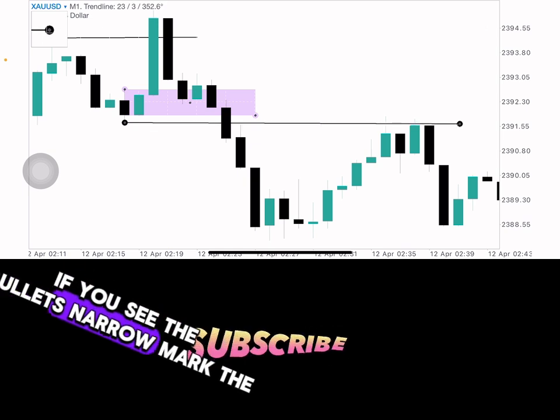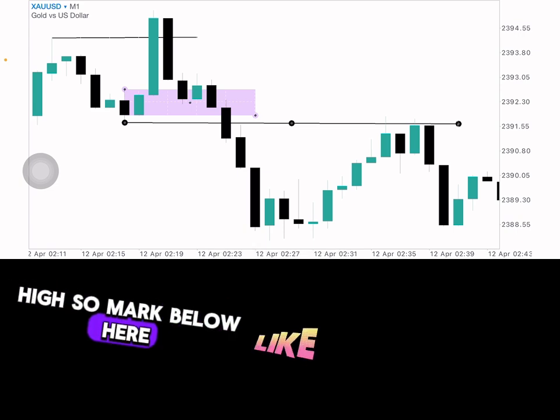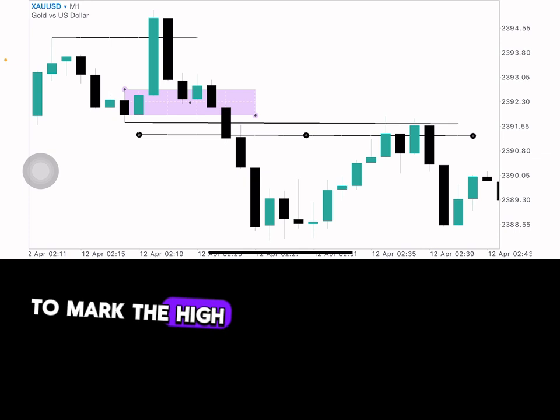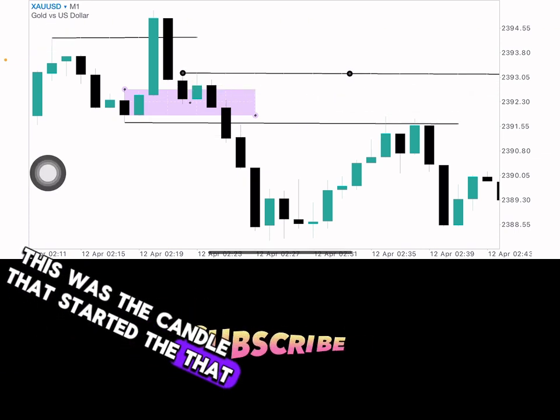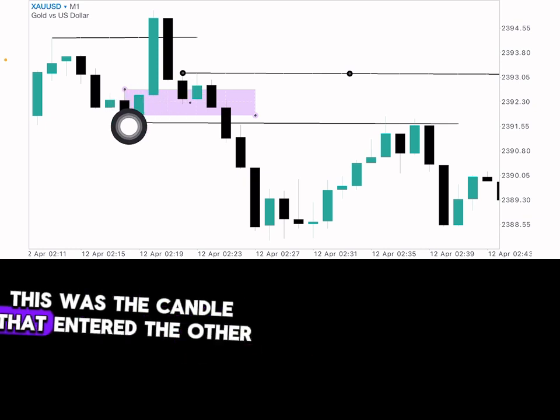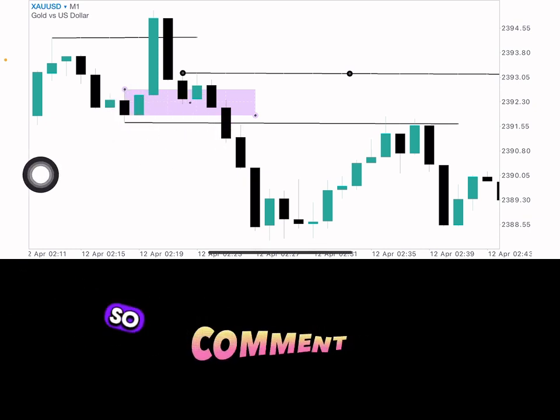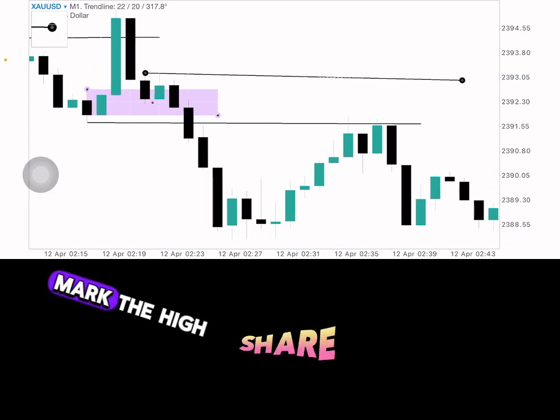If it's in a bullish scenario, you mark the high. So you mark the low here. Then the next thing you want to do is to mark the high of the candle that broke through. This was the candle that entered the other block first before it got broken by others. So you mark the high.